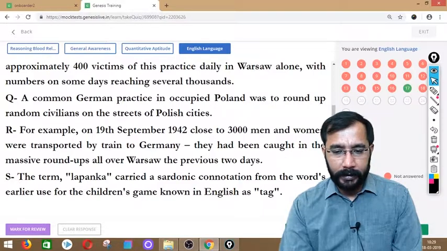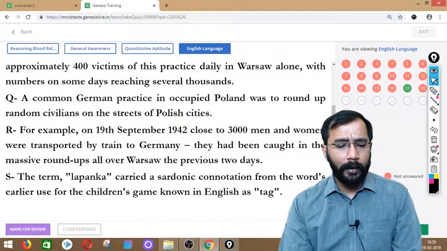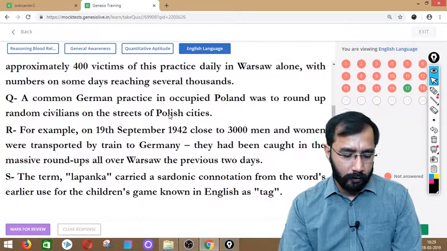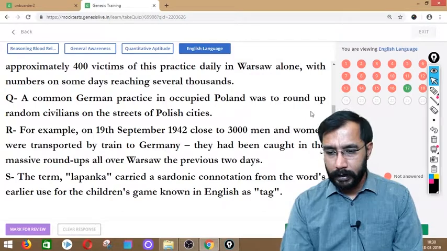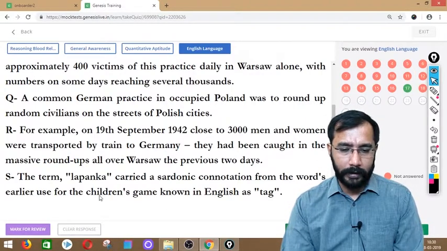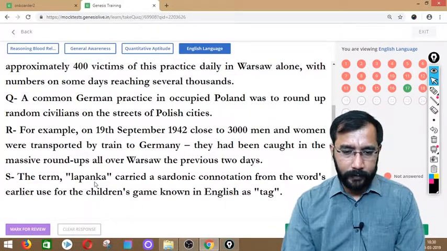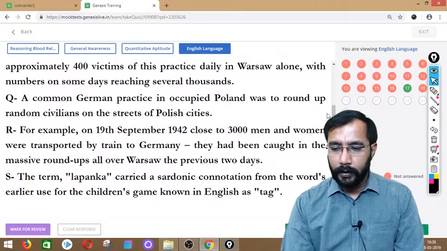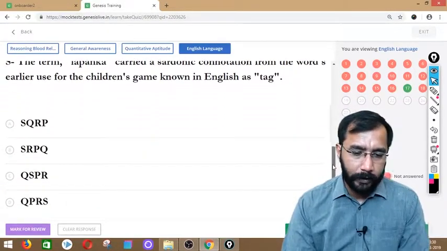a common German practice in occupied Poland was to round up random civilians on the streets of Polish cities. Well, this sounds more like something that I would like to start off with, because the other directly jumps to a word called Lapanka, which hasn't been used anywhere in the paragraph, so this ideally cannot start the paragraph. So the first two options become redundant. We'll have to look at the remaining two.